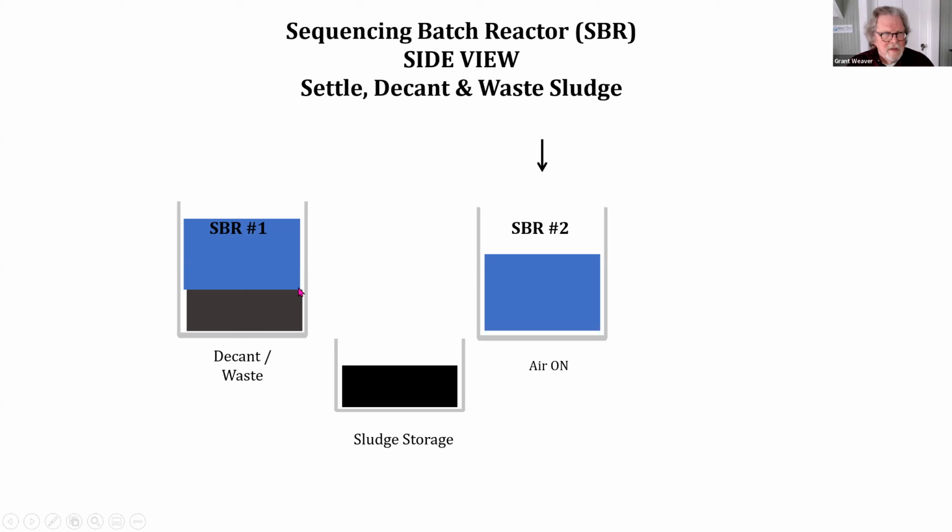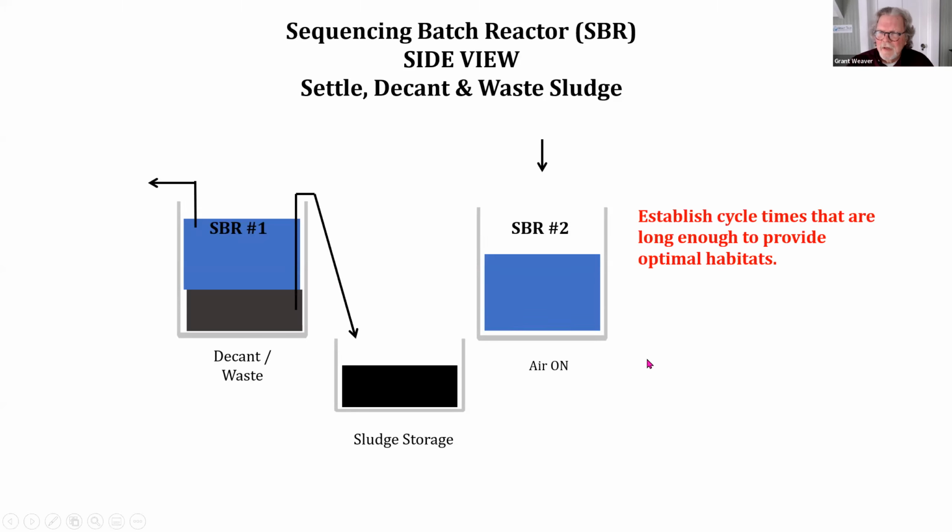The first one, everything's turned off. While it's turned off, you get clear water on top and sludge on the bottom. Hopefully they're stacked up a little better than they are in my schematic there, but you get the idea. The clear water is decanted off the top. Some kind of device pulls the clear water off the top. That's treated wastewater. And some of the sludge is wasted into a sludge storage tank. That's going on while one or more of the other SBRs are going through that whole cycle I just went through. So that's the life of a sequencing batch reactor.